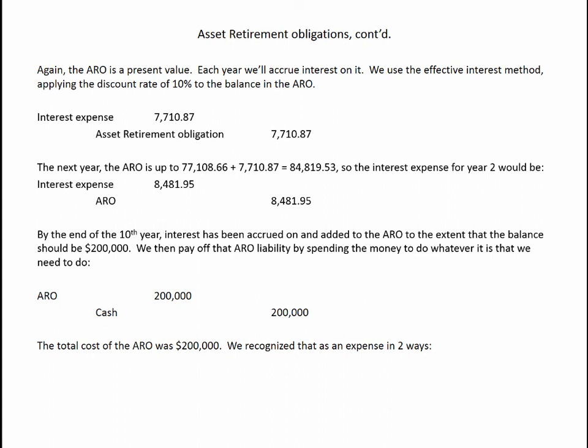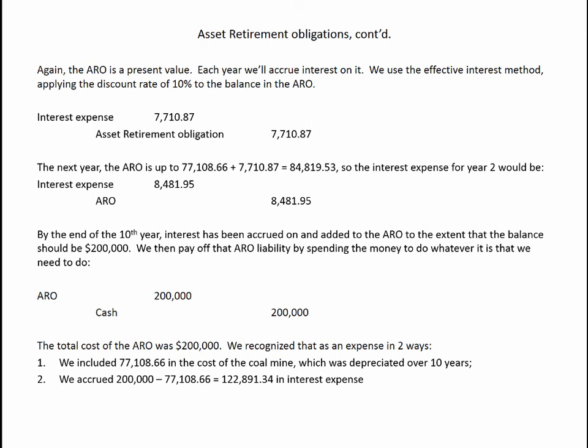Now the total cost of the ARO was $200,000. That was recognized as an expense in 2 ways. First, we included $77,108.66 in the cost of the coal mine, which was depreciated over 10 years, or I guess, depleted since it's a natural resource. Second, we accrued over 10 years $122,891.34 in interest expense, adding that to the ARO until it got up to $200,000. So between the two of those, over the course of 10 years, we expensed $200,000 as the cost of the post-ownership expenses.